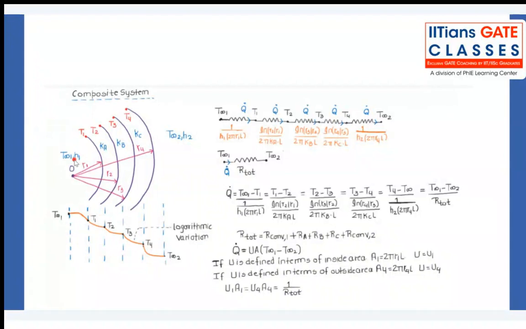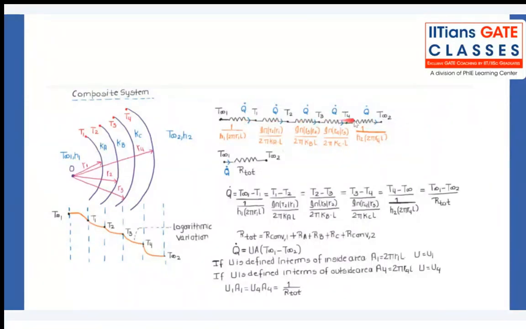What happens? From the hot fluid to the inner surface, there is convection. The convection resistance is 1 over H into area, but which area? The inner surface area, 2 pi R1 into L. Then I have conduction in this solid, between T1 and T2. Its resistance is ln(R2/R1) by 2 pi KA into L. Then conduction through this solid, with resistance ln(R3/R2) by 2 pi KB into L. Then conduction in this layer, ln(R4/R3) by 2 pi KC into L. Then outer convection, 1 over H2 into 2 pi R4 into L, up to T infinity.